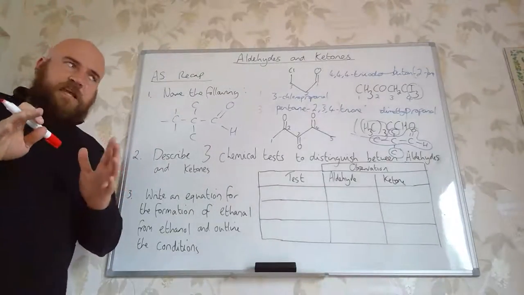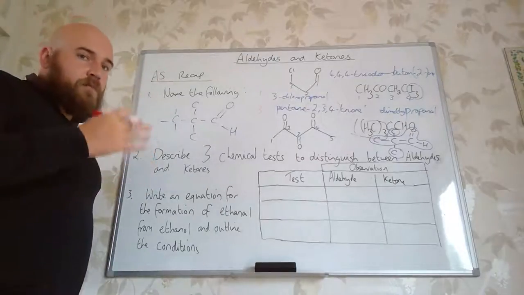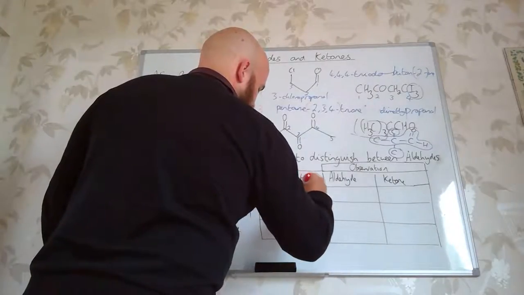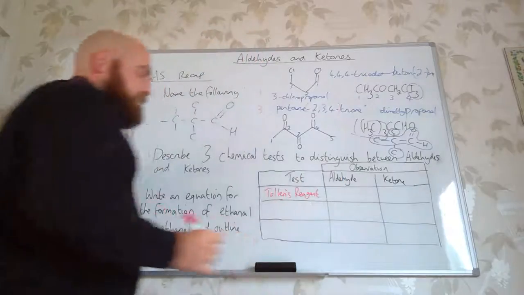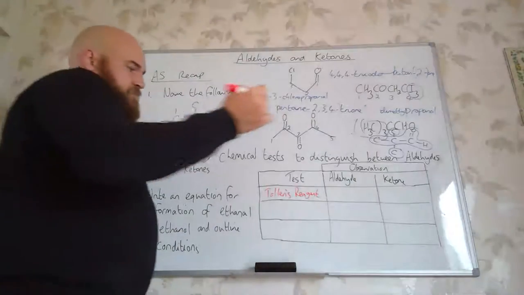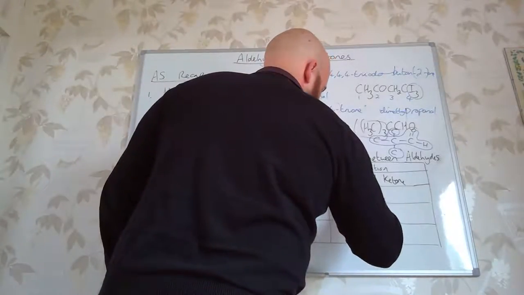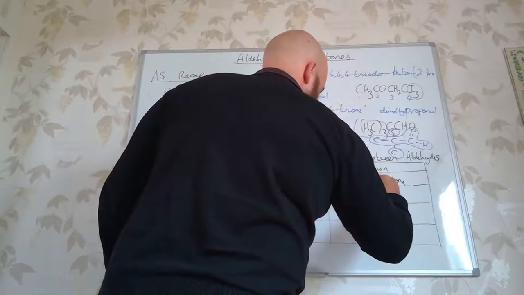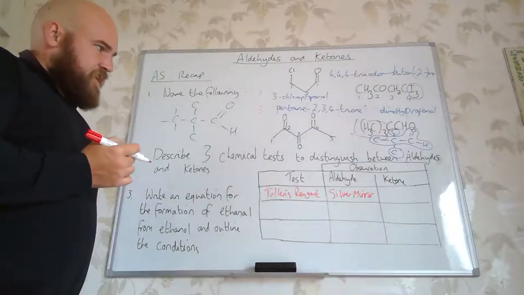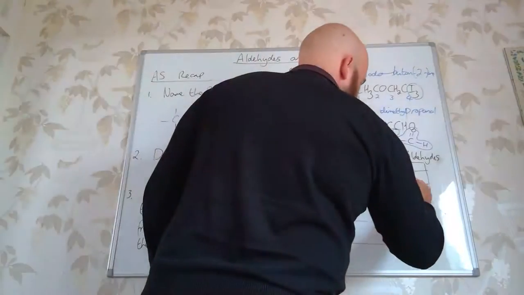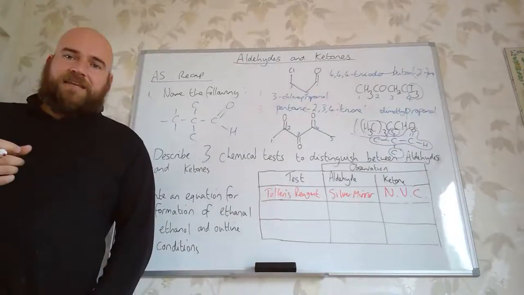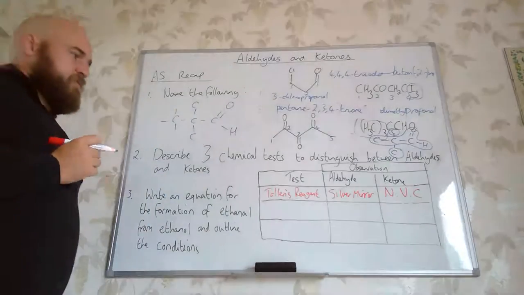I'm going to make a prediction and say that the vast majority of you, probably 90% plus, put down Tollens reagent in your first row. And for an aldehyde, you get a silver mirror, or silver mirror effect. It's a precipitate of silver that's formed. And for the ketone, you get no visible change. Again, I'm using the shorthand here, but in an exam, if you're going to use NVC, make sure you leave a key somewhere. All right, NVC, no visible change.